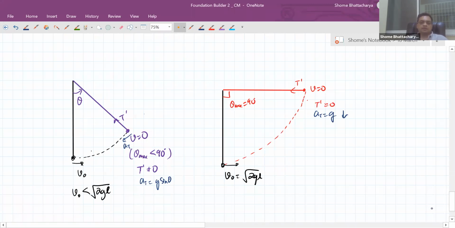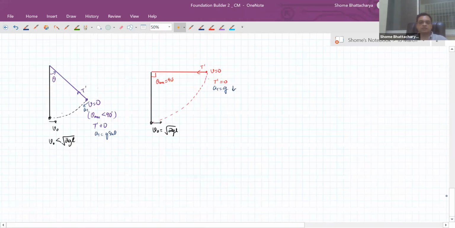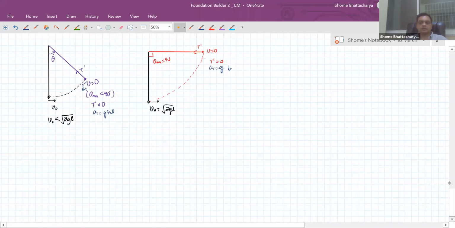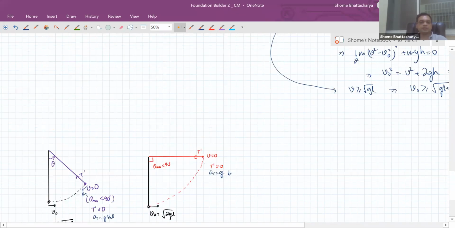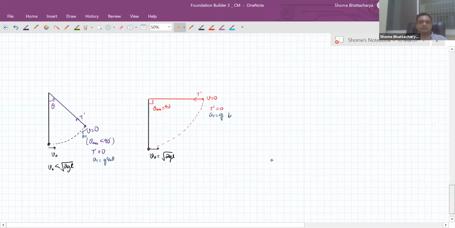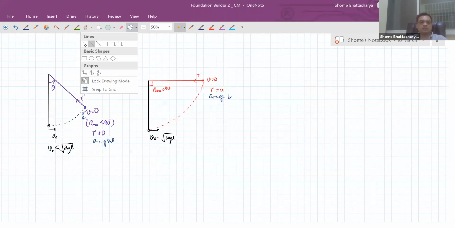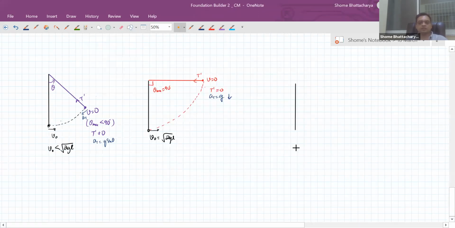Okay. Then the next case is if we give an initial speed which is greater than root 2gL but less than root 5gL. Now this is also a very interesting case. This is greater than root 2gL, but it's less than that critical velocity which we derived in the last case, which is root 5gL.